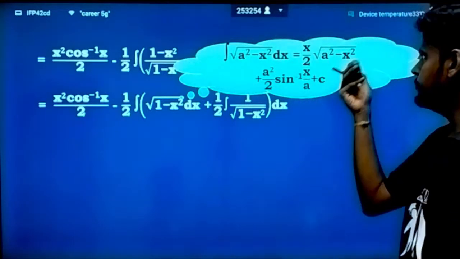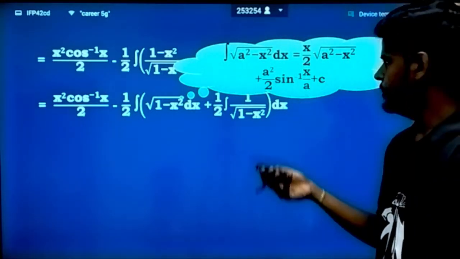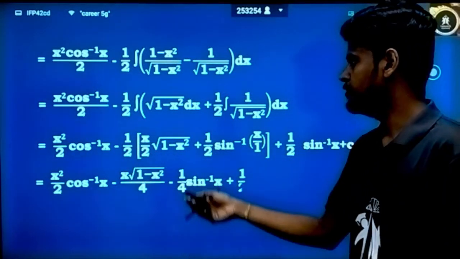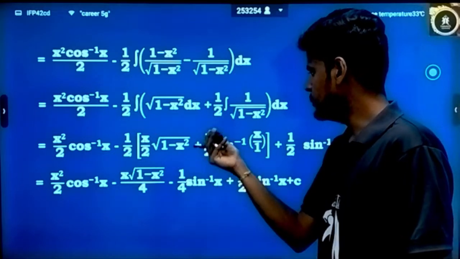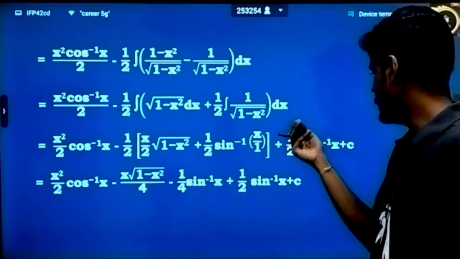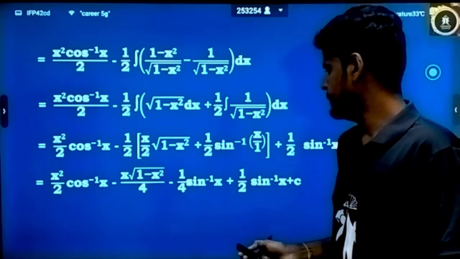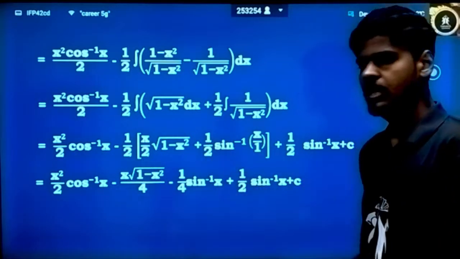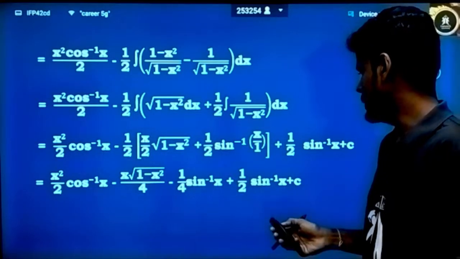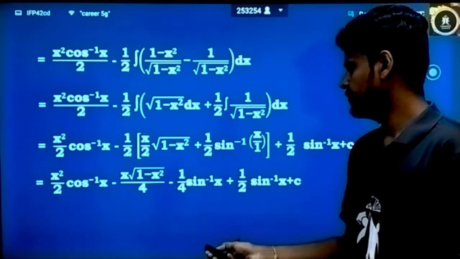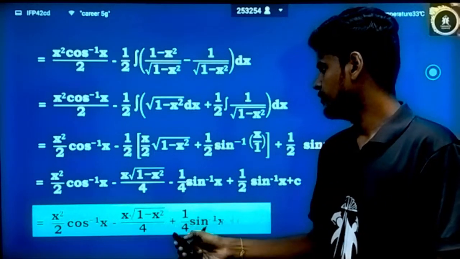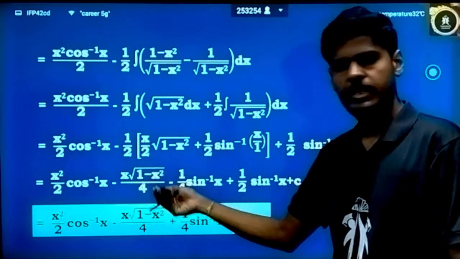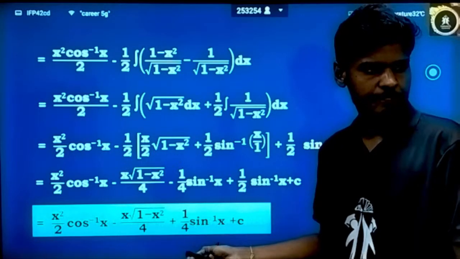This will be x by 2 root of a square minus x square plus a square by 2 sin inverse x by a, where a is 1 here. So first term is as it is, minus half of x by 2 root of 1 minus x square plus a square by 2, that is 1 by 2 sin inverse x, plus half of sin inverse x plus c. So here we will get minus half into plus half, that will be minus 1 by 4 plus 1 by 2, that will be 1 by 4. So final answer comes out to be this, x square by 2 cos inverse x minus... it is clear now how to integrate, easy.